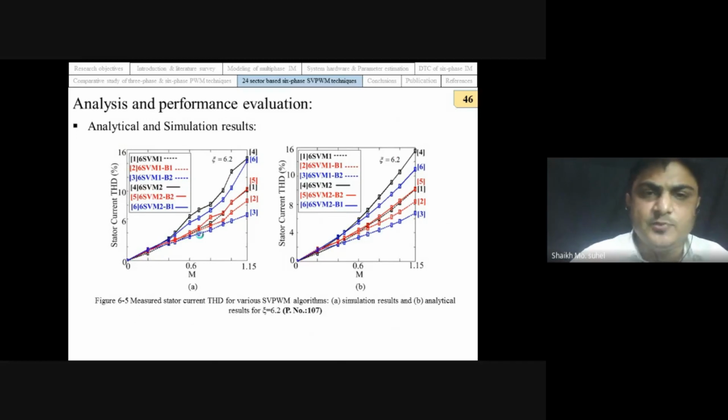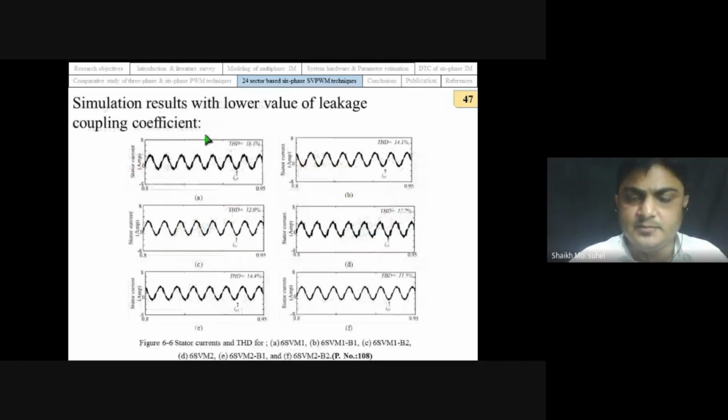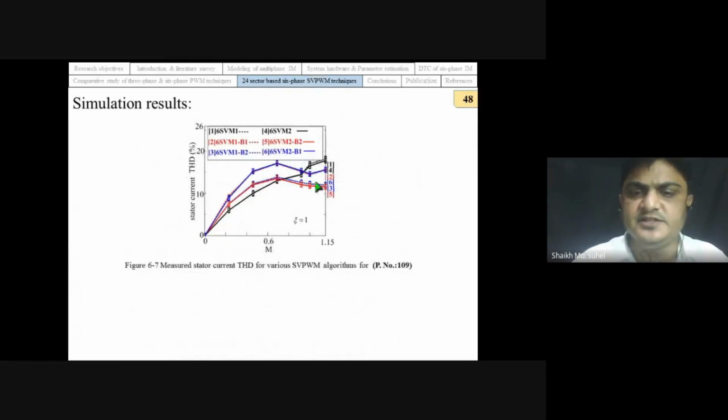In simulation, it is possible to lower the values of the leakage coupling coefficient. So by changing the parameter, we can reduce the value of the leakage coupling coefficient. At this value, this newly developed PWM technique can produce a lower stator current distortion. These are the results that we obtain with zeta equal to 1.